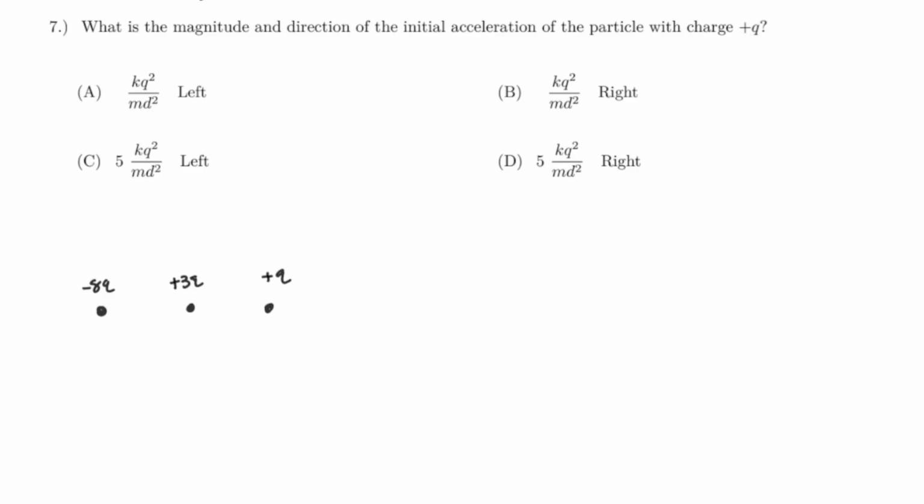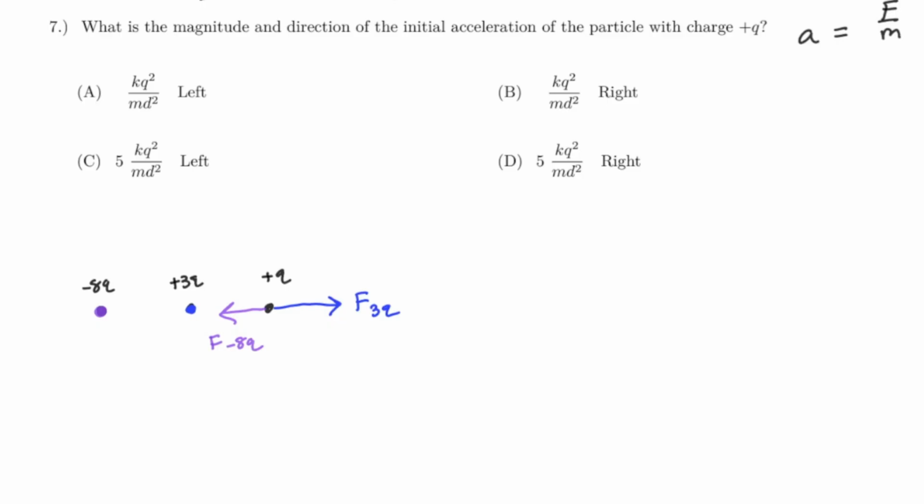So we want the net acceleration. Of course, if we want acceleration, we just use the fact that acceleration is F net over m. So we need to find the net force acting on this charge. From the 3q, this is repulsive, so we get a rightward force from the 3q. And then from the -8q, this is attractive, and that would be to the left.